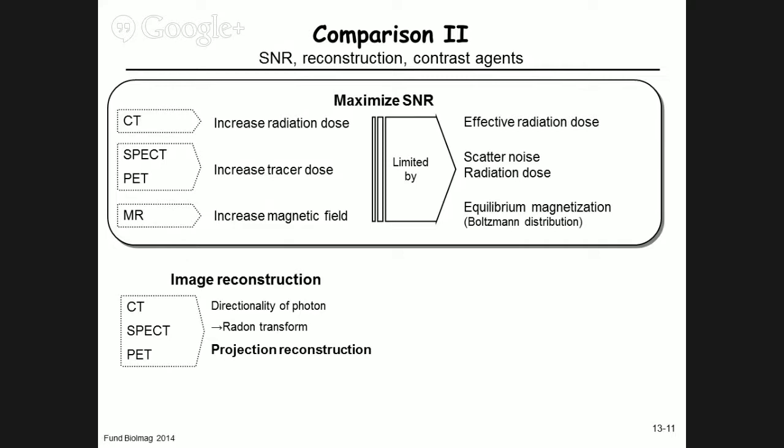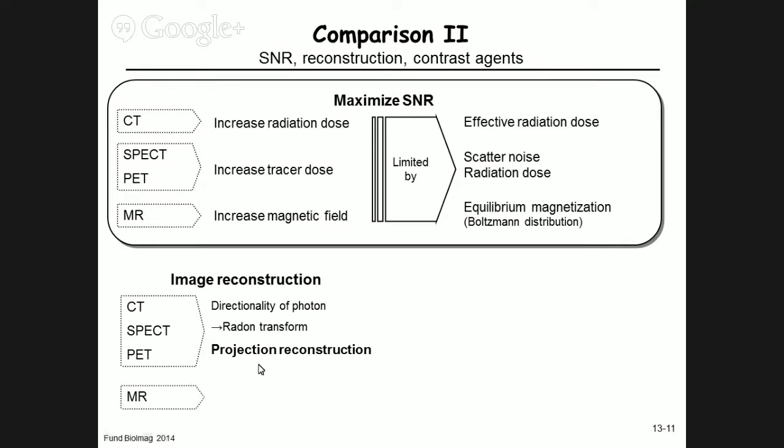All 3 modalities have in common that establishing the directionality of the photon is critical for image reconstruction. This leads to the Radon transform: the signal is acquired in the form of a Radon transform, and a standard way of reconstructing is projection reconstruction.